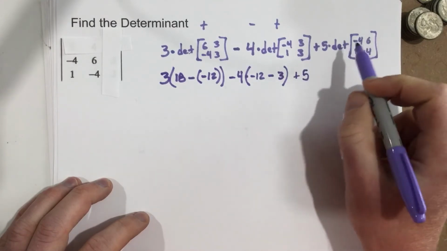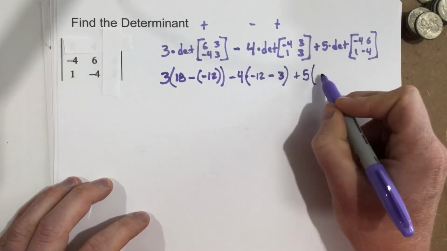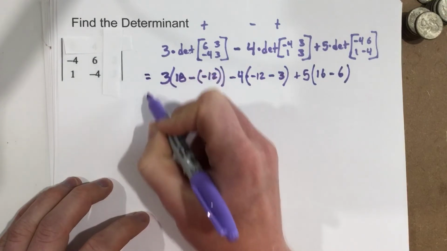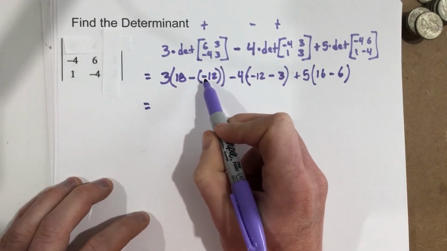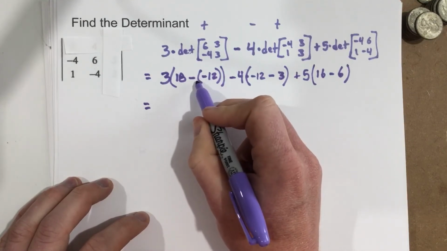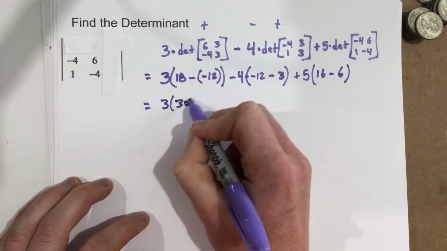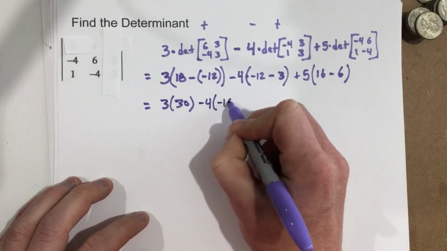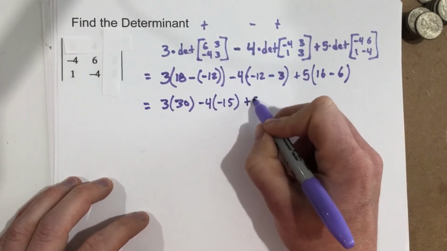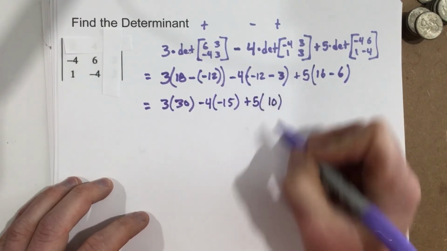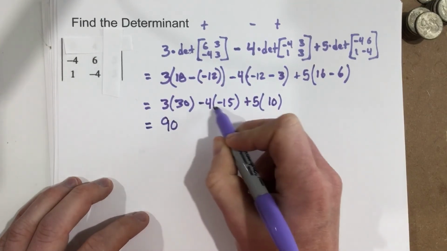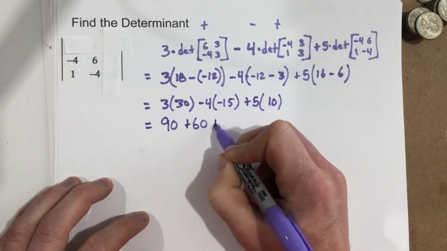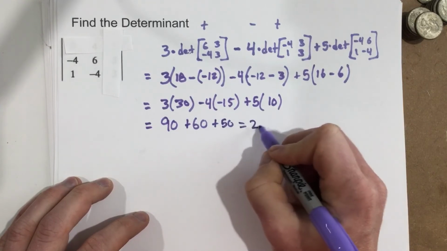Plus 5 times, and then we have negative 4 times negative 4, which is 16, minus 6 times 1, which is 6. 18 minus negative 12 is really 18 plus 12, so that's 30. So 3 times 30. Negative 12 minus 3 is negative 15, so it's minus 4 times negative 15. And 5 times 16 minus 6, which is 10. This gives you 90. This right here gives you positive 60, because negative times negative, and 50 here. If we add all those up, that's 200.